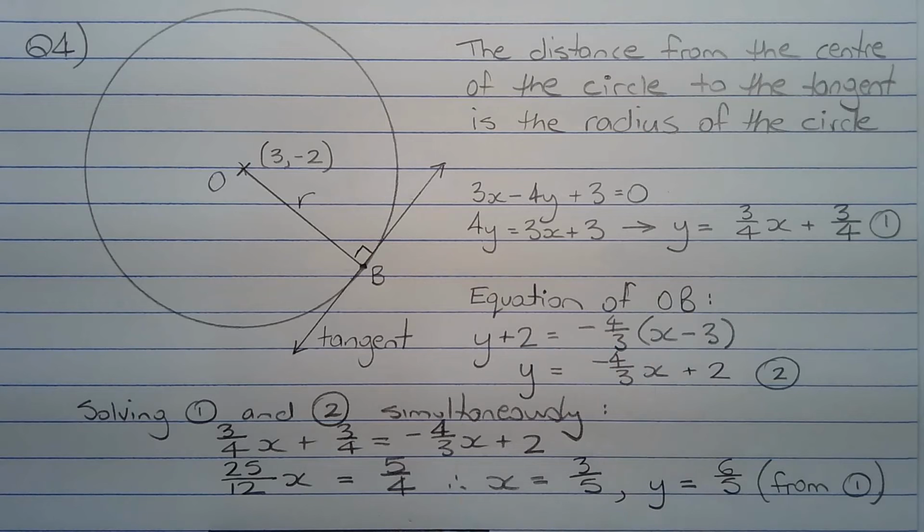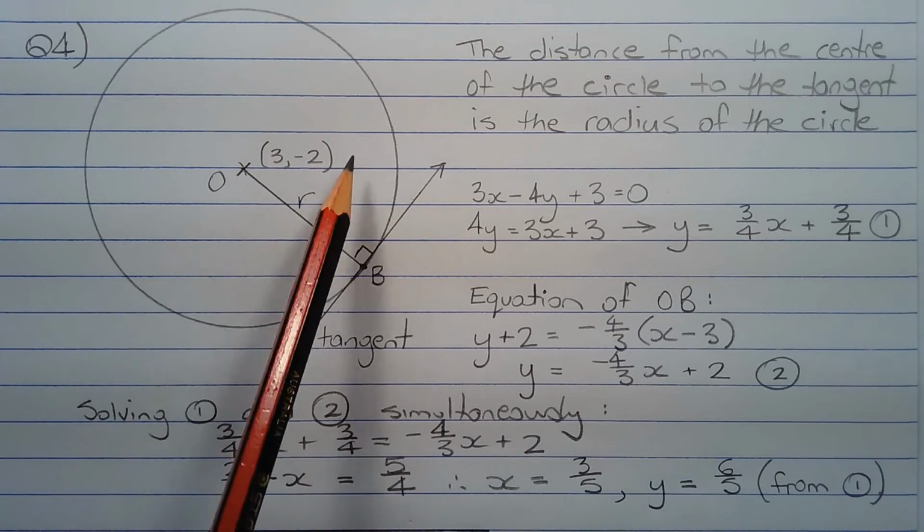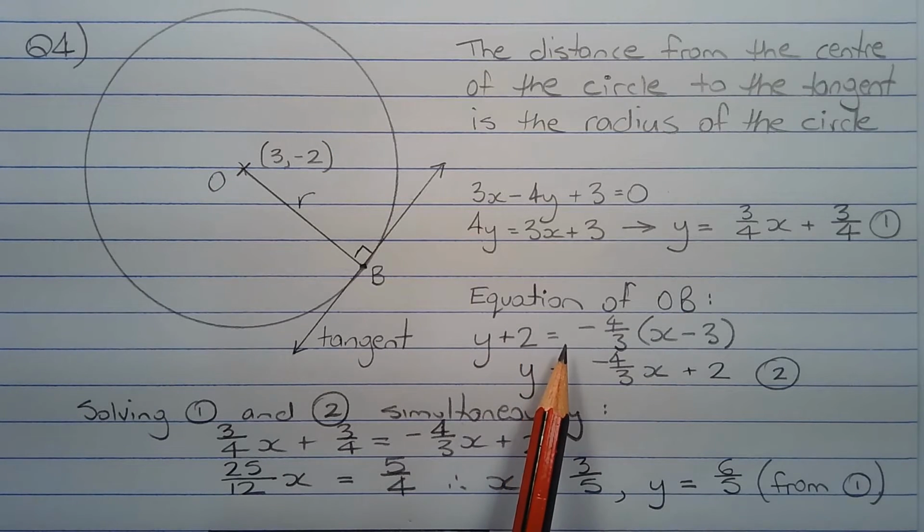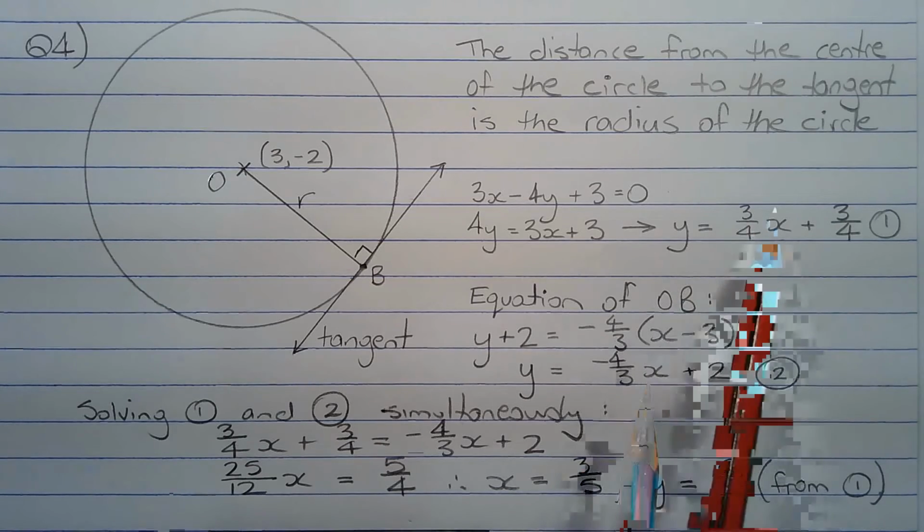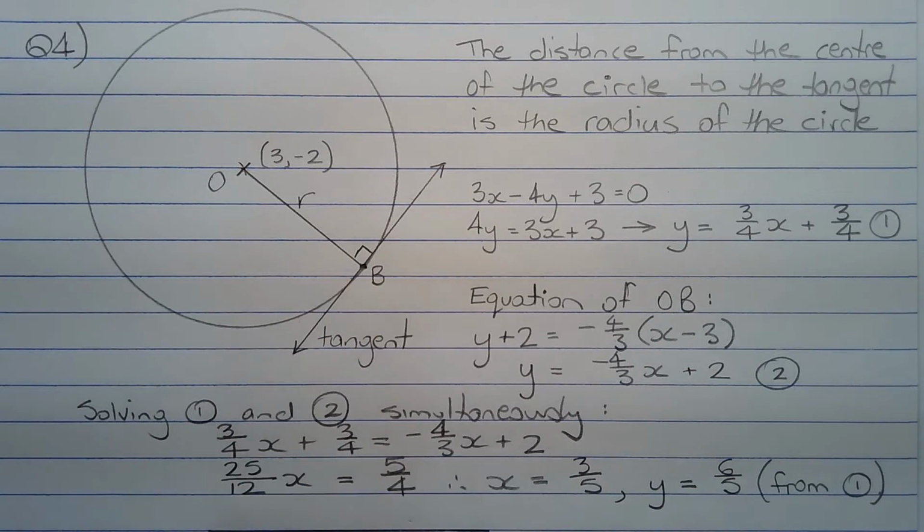Now the equation of OB is y plus 2 is equal to negative 4 over 3 times x minus 3. That's using the point gradient formula. So this negative 3 and positive 2 comes from this point here. So it's y minus y1 is equal to m times x minus x1. Now this negative 4 over 3 is the negative reciprocal of 3 over 4, since the radius is perpendicular to the tangent. So the equation of OB, or the equation of the radius, is y equals negative 4 over 3 x plus 2. And we'll call that equation number 2.